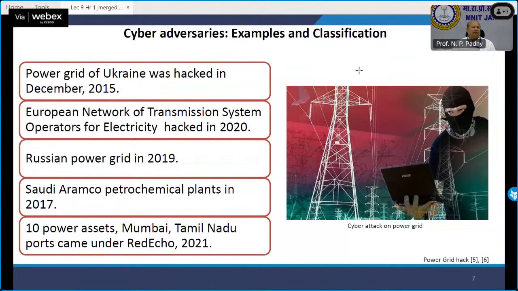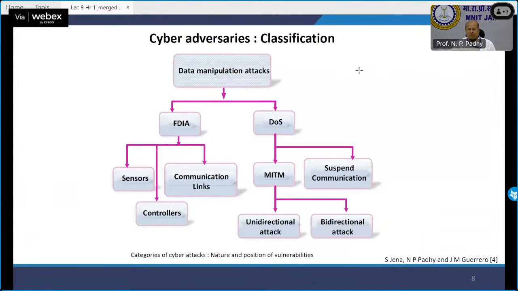And the power estate, Mumbai, Tamil Nadu ports came under Red Echo in 2021. Some of the metro stations, everything got stopped actually. So a lot of things happened. It's basically a cyber attack because nobody knew what had happened, why it stopped. That's the reason.